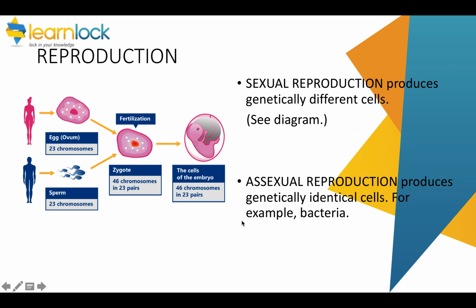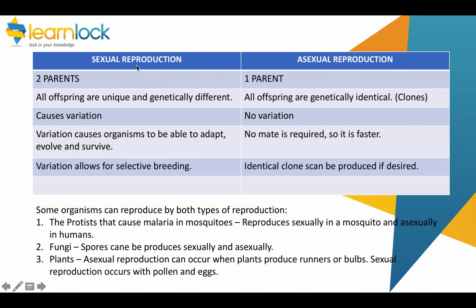Asexual reproduction is when all the cells are identical. So let's look at that in a little bit more detail. Sexual reproduction involves two parents. The offspring, or the young that are produced, are unique and genetically different to the parents. It also causes variation, which means that there are differences in the offspring that are produced. And that means that they will all be able to adapt and evolve and survive differently. So it also leads to natural selection. And this natural selection means that we can also carry out selective breeding, where we choose desired characteristics to breed together.